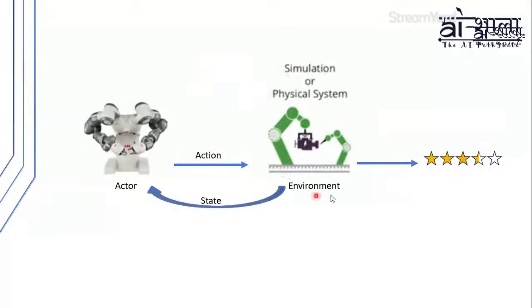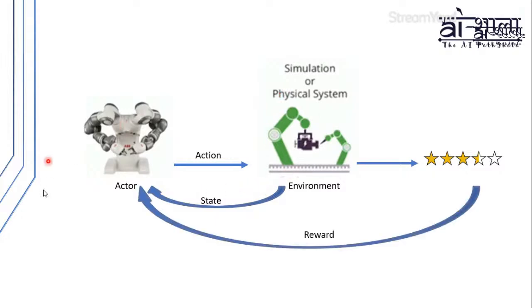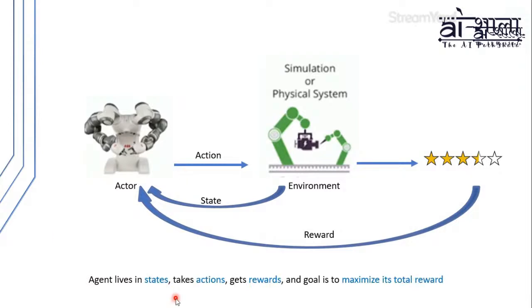And whatever change the robotic arm made in the environment will be observed by the agent, and then it will be returned to the agent, right? So the state and the reward will be returned. So basically the agent lives in states, takes actions, gets rewards, and the goal is to maximize its total reward. That's the only thing in reinforcement learning. As simple as that. You don't have to think about more things, right?